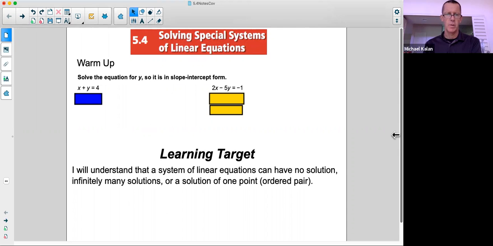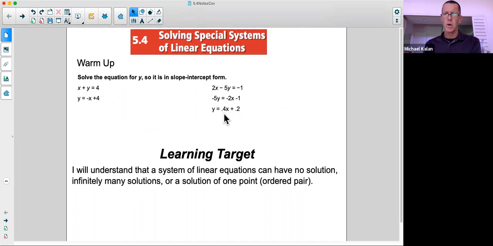But let's go ahead and do the warm up here. Solve the equation for y. So it is in slope-intercept form. Go ahead and do that. Wow, that was quick. All you had to do was subtract x from both sides, and then do the same thing on this next one. So first you subtracted 2x and then divided by -5. And you can change it to a decimal or leave it as 2/5.